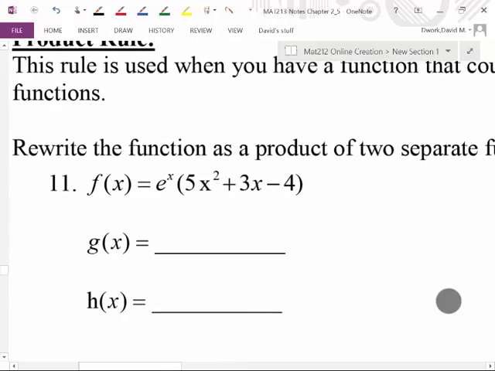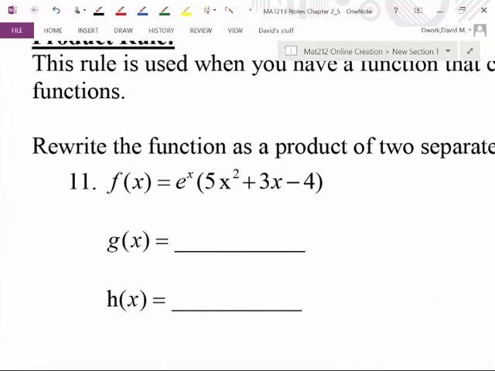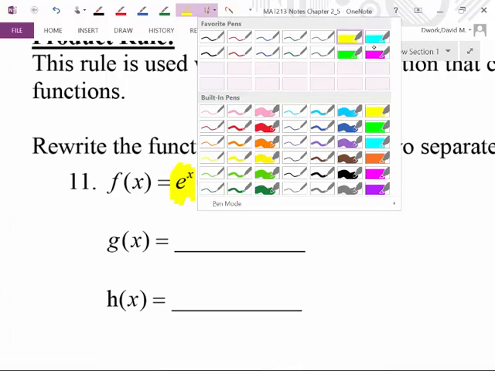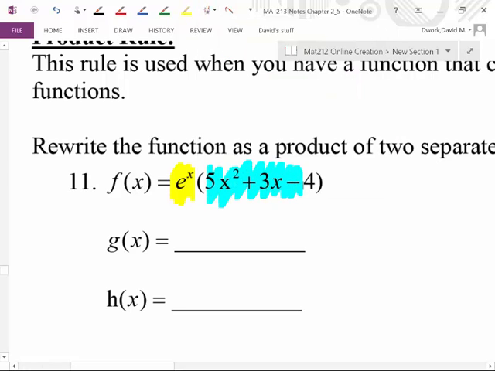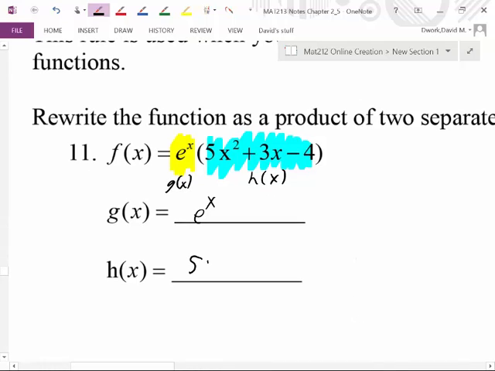So an example here, if you take a look at number 11, would be something like this. Can you find your 2 functions here? I think it's pretty straightforward, only because they've broken it up for you with parentheses here. So you see we have e to the x, and then we have times 5x squared plus 3x minus 4. So, all right. Let's think of this one as g of x and this one as h of x. Let's write these down. So g of x is e to the x. h of x is 5x squared plus 3x minus 4.